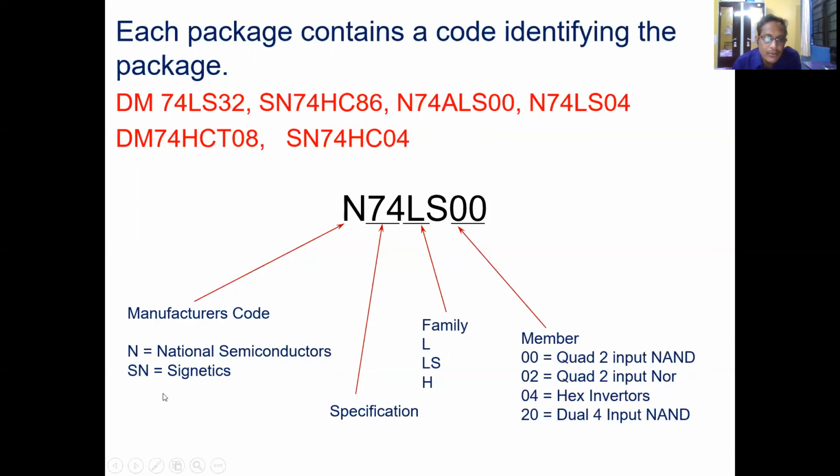Instead of this N, suppose it indicates SN. This is nothing but Signetics, the manufacturing company's name. DM, if you look here, indicates Motorola. So this is the first part, the manufacturing company's name. Then this is the 74 series.